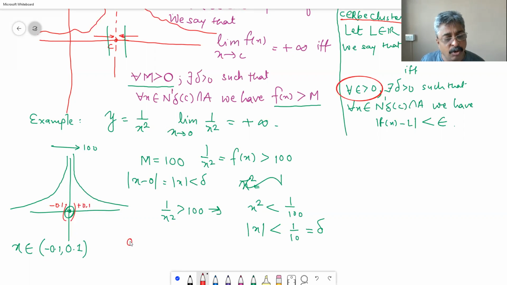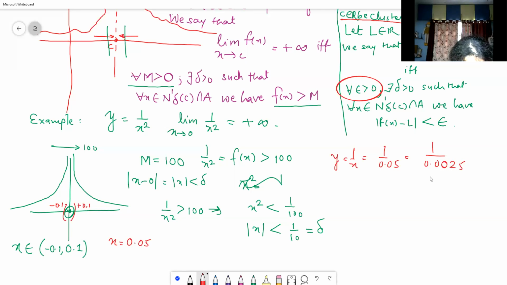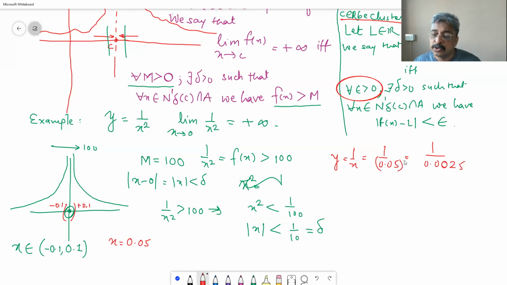If you take, say, x is equal to 0.05, therefore y is equal to 1 upon x square, which is 1 upon 0.05 square. So what is the square of this? Is this value much bigger than 100? Yes.